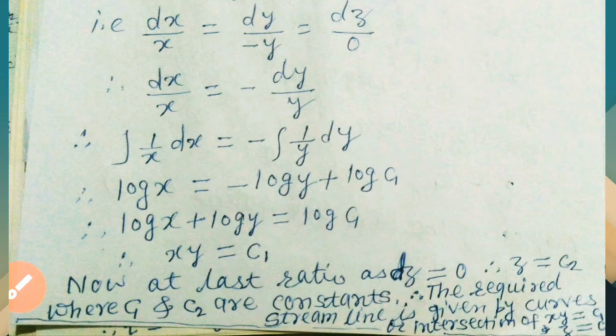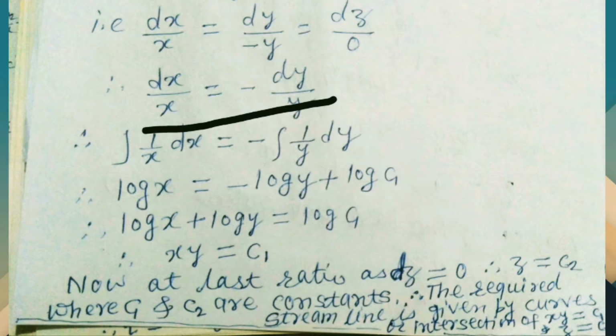From these streamlines, we have u is equal to x, v is equal to minus y, and w is equal to 0. So in place of u, v, w we can write x, minus y and 0. So we get dx upon x is equal to dy upon minus y is equal to dz upon 0. We take the first two ratios: dx upon x is equal to minus dy upon y.